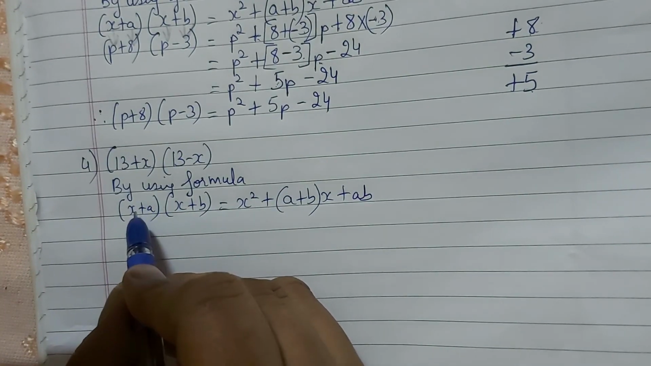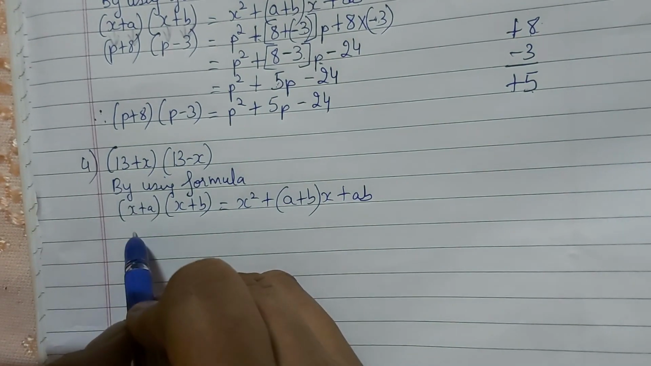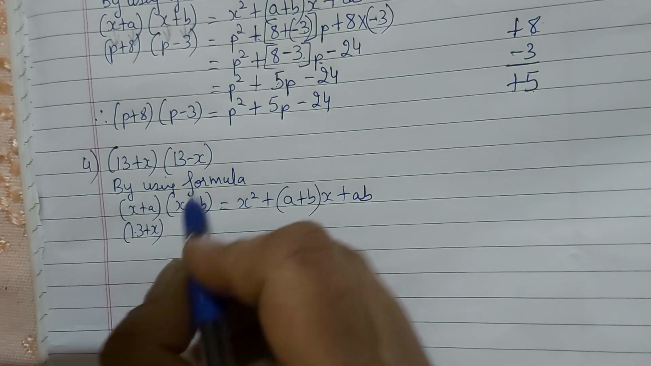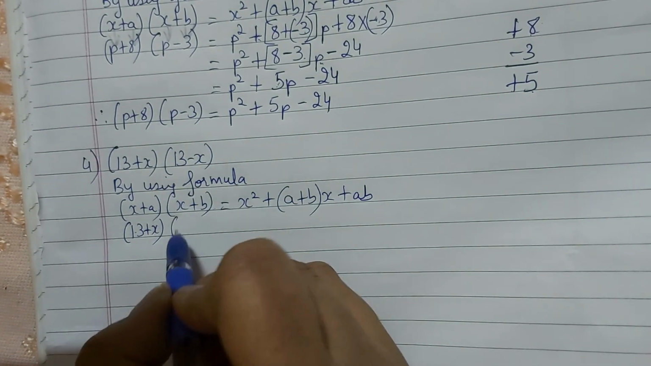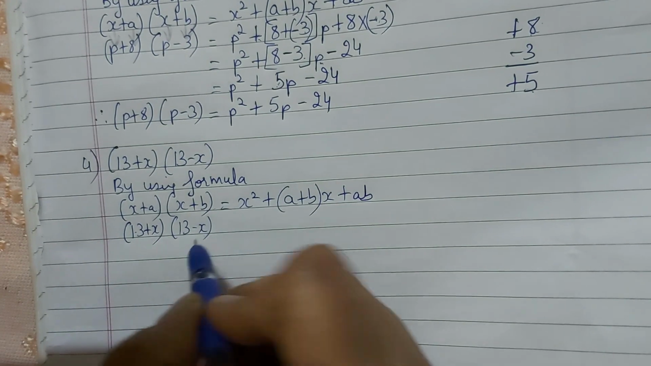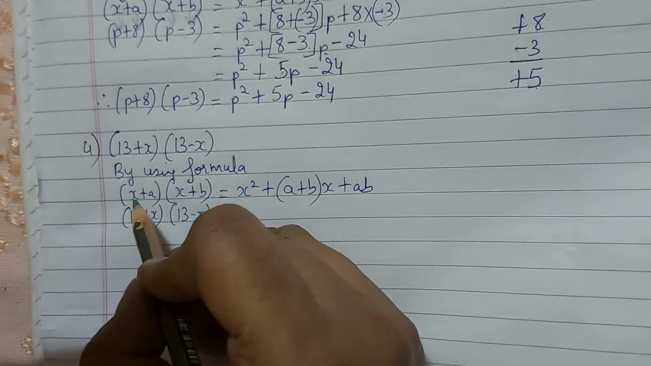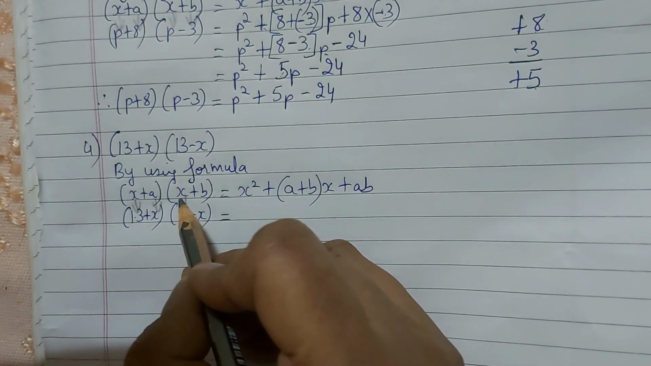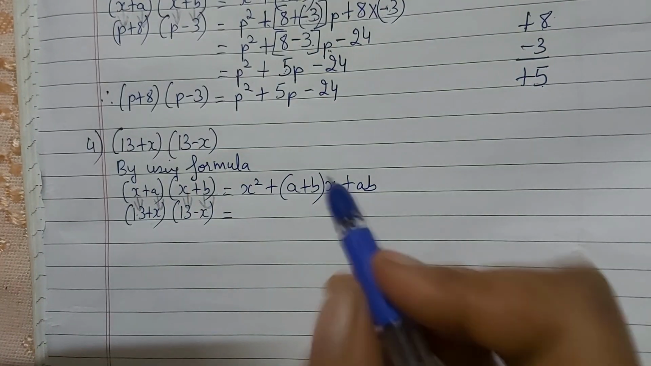Now in this bracket x plus a is there, so down also we have to put this whole thing below this bracket. 13 plus x, below this bracket this thing will come, 13 minus x. So 13 minus x is equal to, first remove the values. x value is 13, a's value is x, b's value is minus x. So we are going to write it over here.